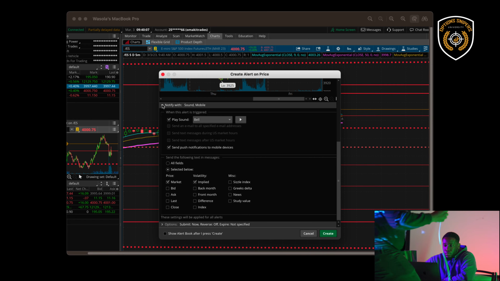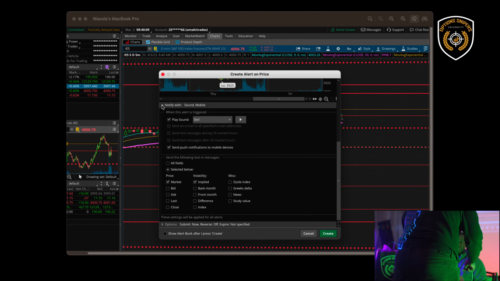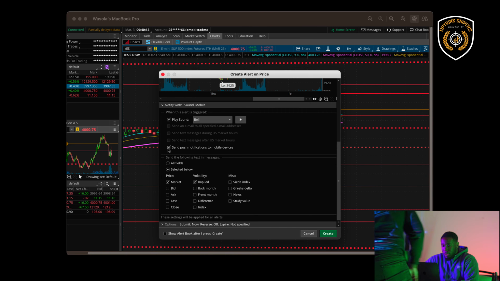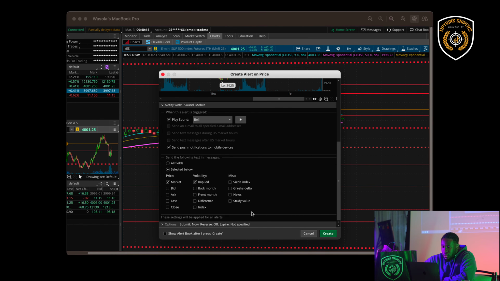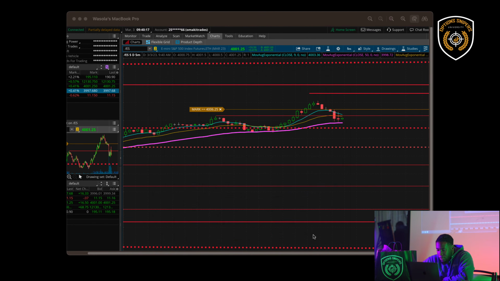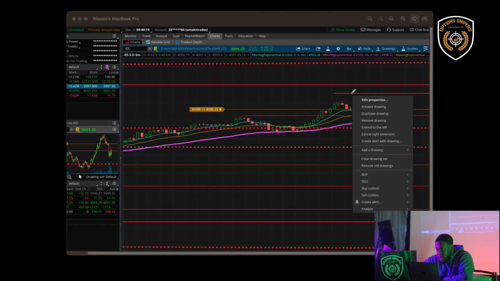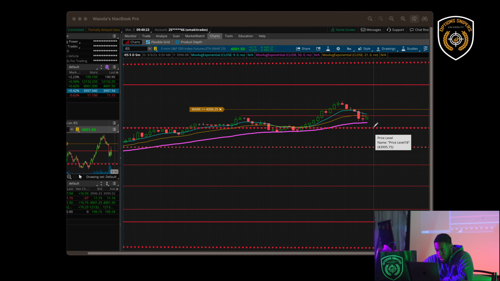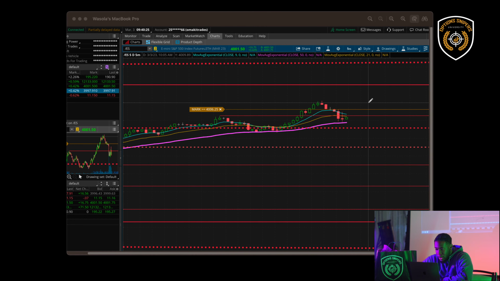So you would select this here where it says notify with. Now the app should also give you the ability to put your phone number in as well, so that you can get the text messages. All right. Again, we are still above the 50. So let's see what we get here.